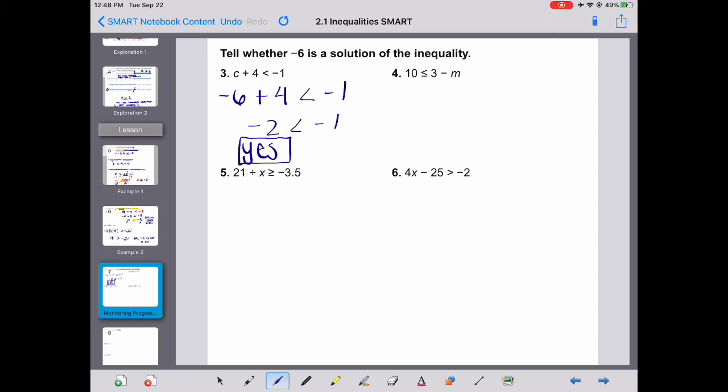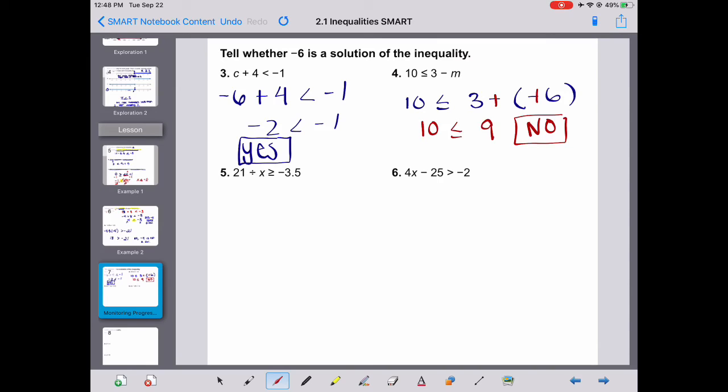In number 4, 10 is less than or equal to 3 minus, be careful here, put the -6 in parentheses, because now when you simplify, it's really 3 plus 6. So is 10 less than or equal to 9? Nope, it is not in this case, so no, it's not a solution.